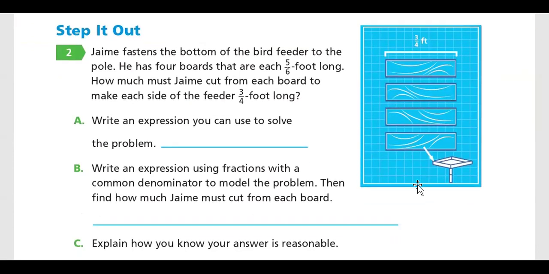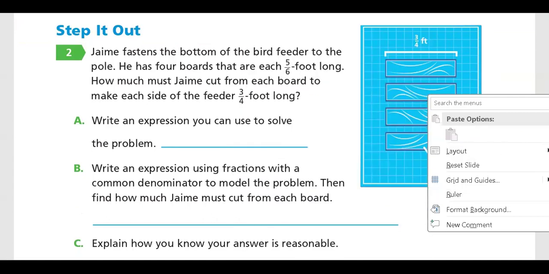Jim fastens the bottom of the bird feeder to the boards. He has 4 boards that are each 5 over 6 foot long. How much must Jim cut from each board to make each side of the feeder 3 over 4 foot long? So he needs to cut. So if you need to cut, you have to subtract.